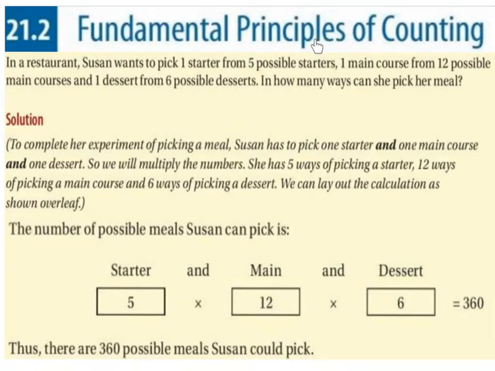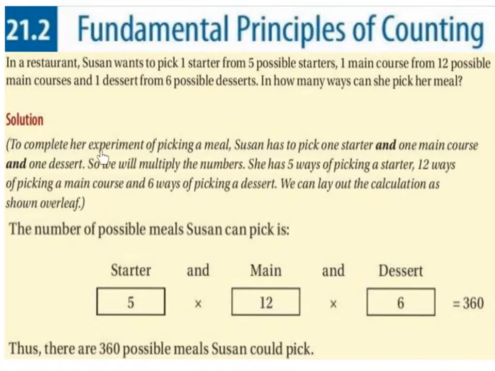Fundamental principles of counting. In a restaurant, Susan wants to pick one starter from 5 possible starters, one main course from 12 possible main courses, and one dessert from 6 possible desserts. In how many ways can she pick her meal?